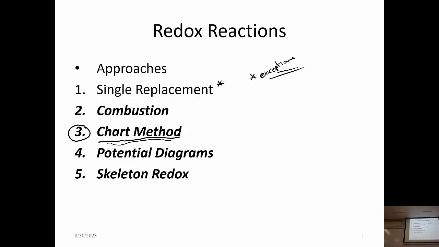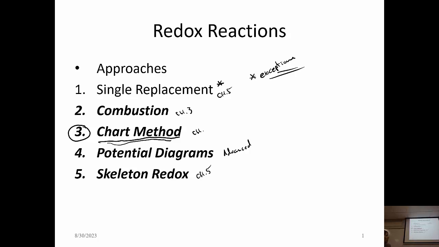I know the exceptions, so I still use single replacement because it's fast. Combustion, this is in chapter 3. Single replacement, I think, was in chapter 5. Skeleton redox is in chapter 5. Potential diagrams, this is advanced. I don't know if I'm even going to cover it.